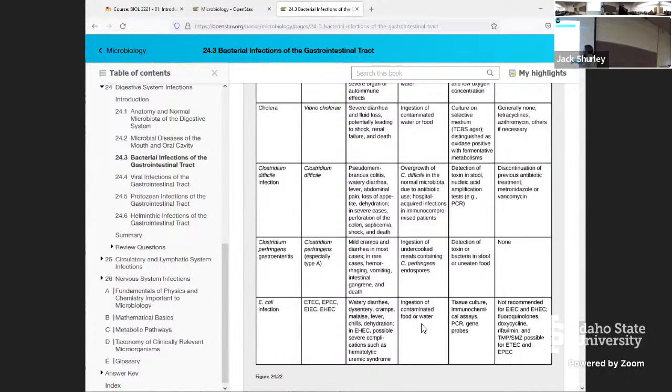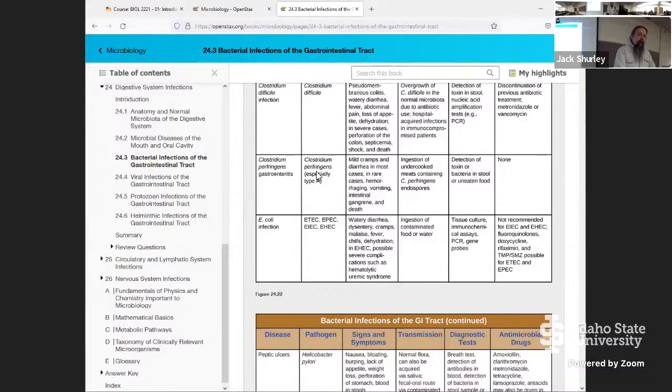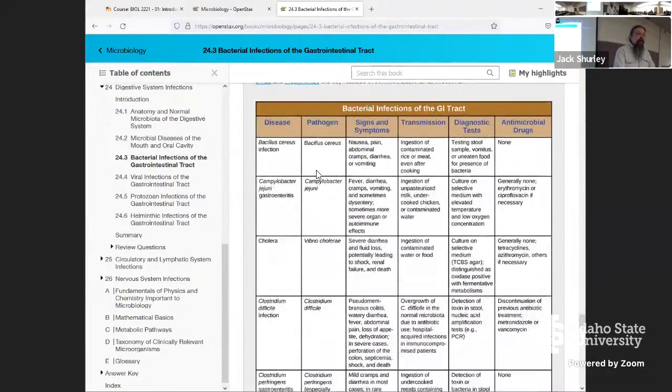So dependent upon the type of E. coli, there are handfuls that are not recommended to be treated, and a couple that potentially may warrant some antimicrobials. And it depends on what that bacterium is doing in the first place.